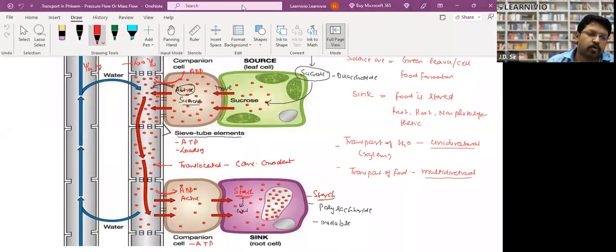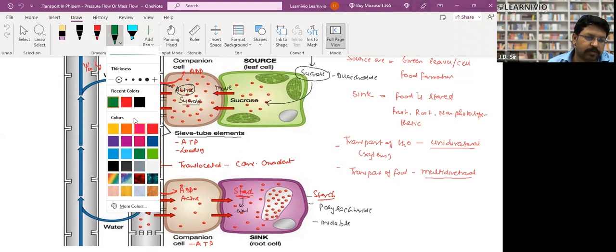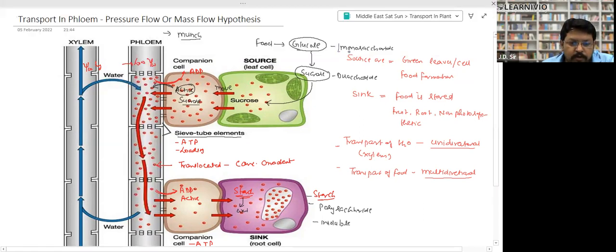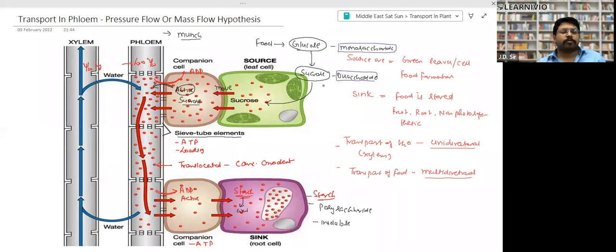Further, glucose is converted into sucrose. So glucose is a type of monosaccharide. This glucose is converted into a disaccharide, sucrose, right? It is converted into a disaccharide inside the cell. Now the transport of glucose does not take place. Transport of this sucrose takes place.